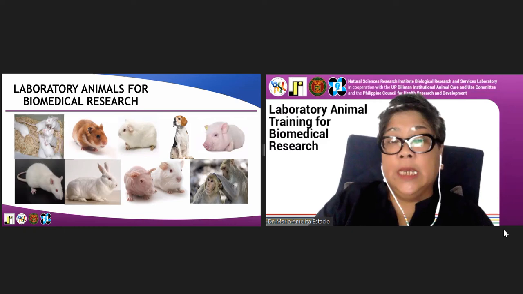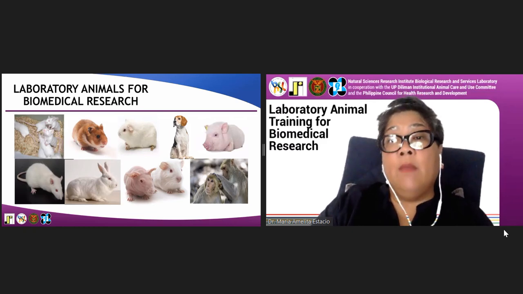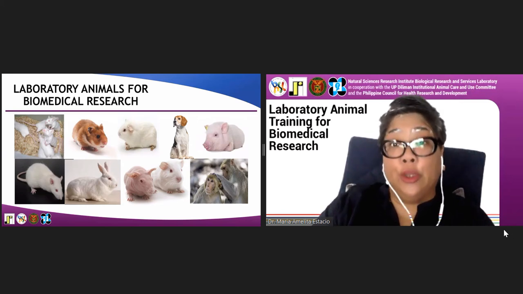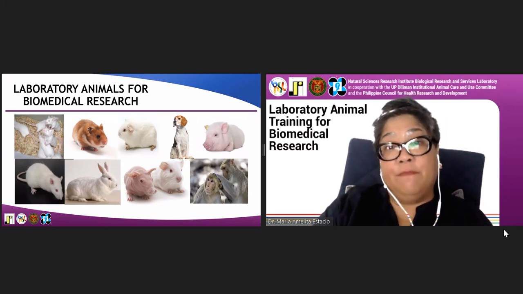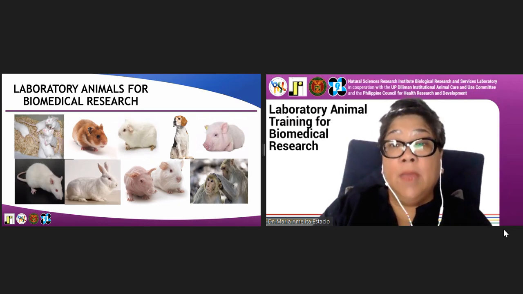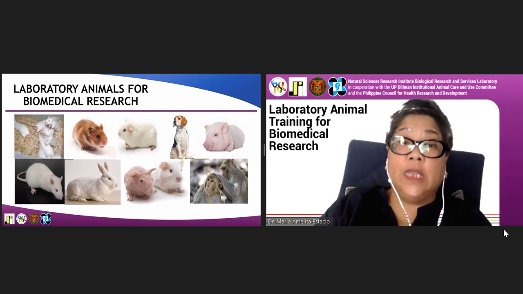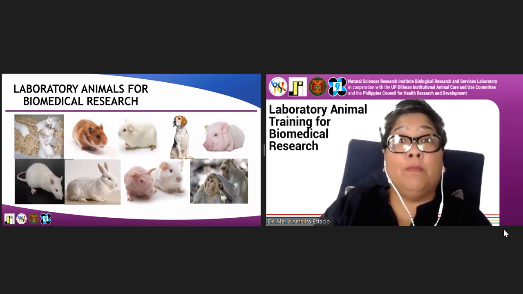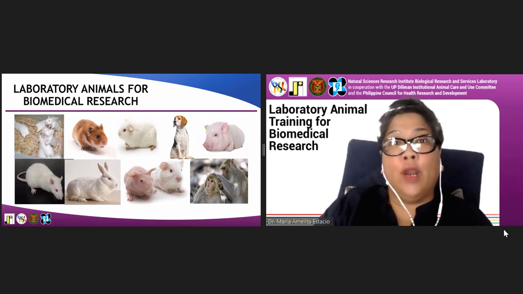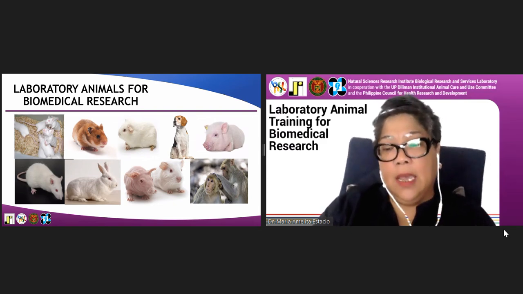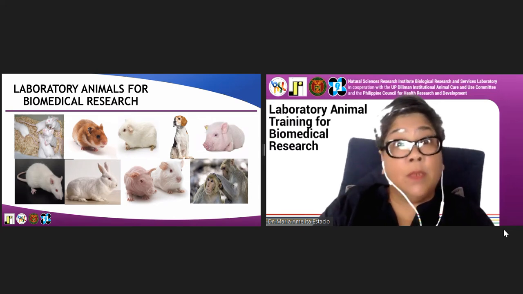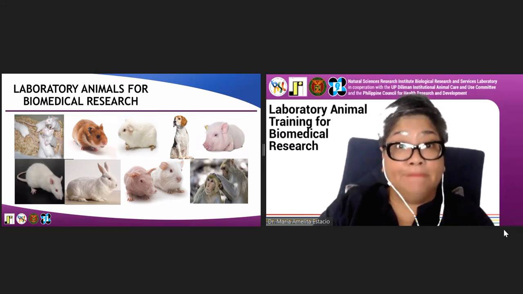And, of course, the second tier for biomedical research would require the use of larger animals. The dog, specifically the beagle, is a very good animal model for specific biomedical research. The mini pig is also specific for certain biomedical research that we would be discussing. And of course, the non-human primates are also popularly used, especially for the COVID vaccine development that was done by a lot of pharmaceutical companies globally.